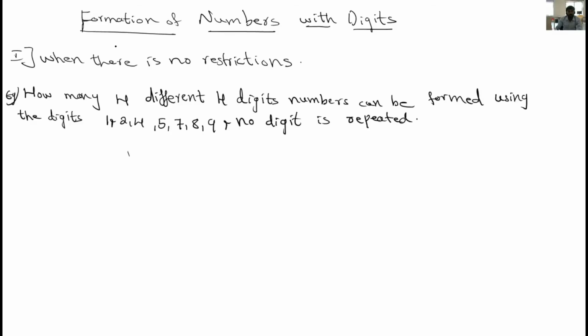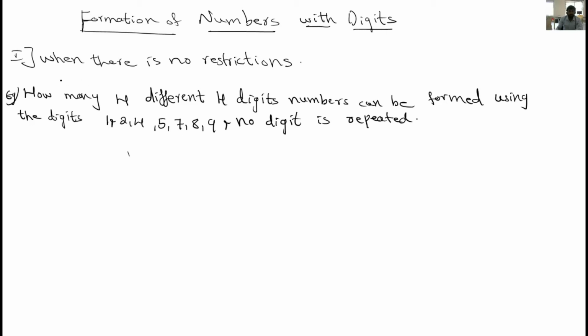Morning students. Our next concept is formation of numbers with digits. Using permutation concepts, here you are forming numbers. In our previous sessions, we discussed how to form words by the given letters. But here the only difference is, instead of letters, numbers will be given. You need to form the numbers using given digits.